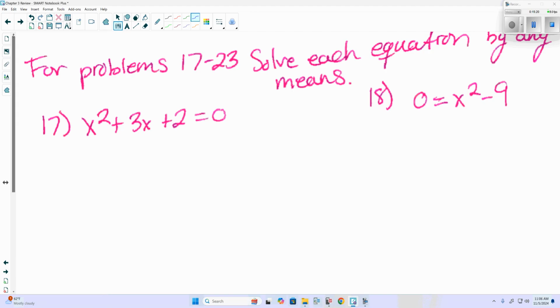17 through 23, solve each equation. Now there's going to be two specific ways that you're going to have to solve. The first one is by factoring. Second one is graphing.